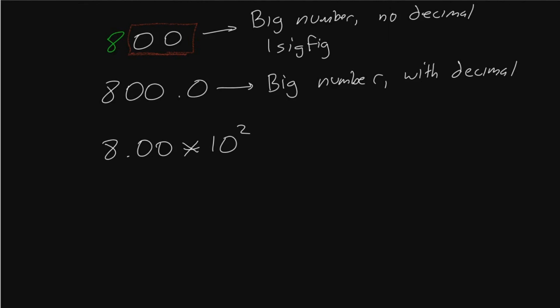So let's try this one. How many significant figures would the second version have? This is actually 4 sig figs, because the 0.0 does count. Anytime you have a big number with a decimal point, all of the trailing zeros count, even the one after the decimal point.